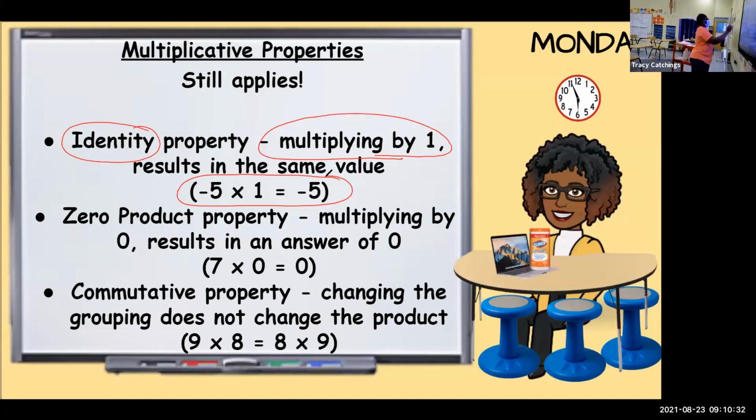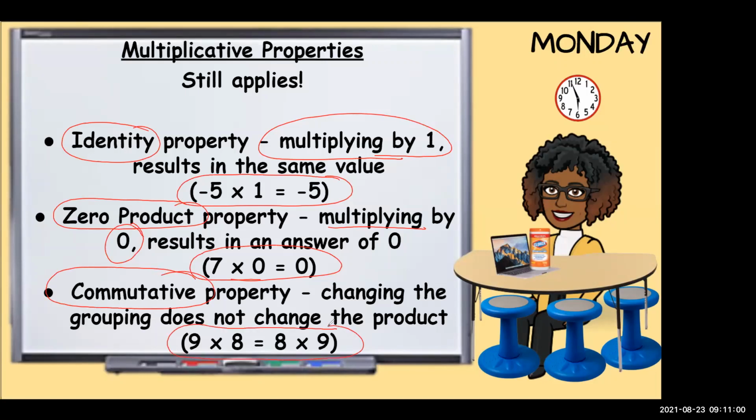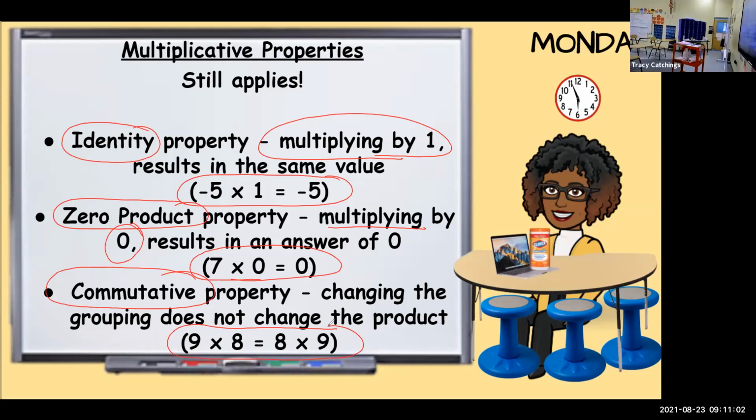You also should have learned about the zero product property. That's anytime we multiply... All right, zero product property. Anytime you multiply by 0, your answer should be 0. And then that last property you should have experienced before. It's the commutative property. Commutative property pretty much tells us we can change the order, but we would still get the same answer. 9 times 8 would be the same as 8 times 9.